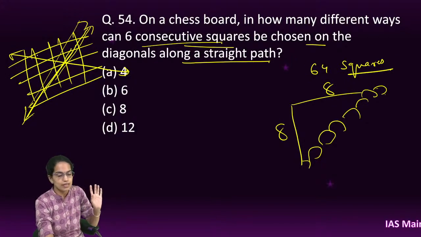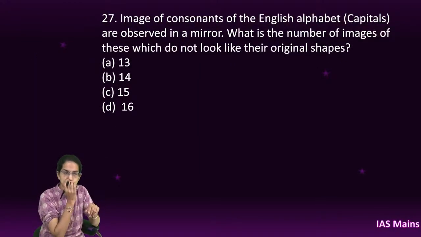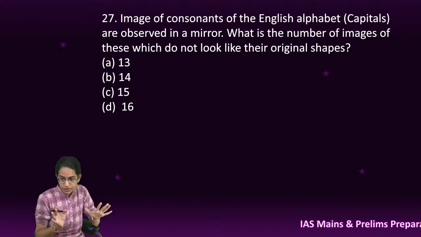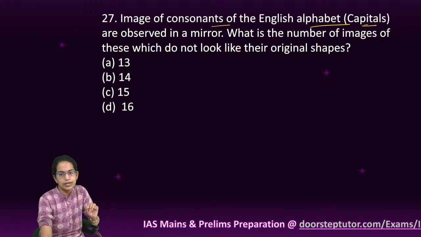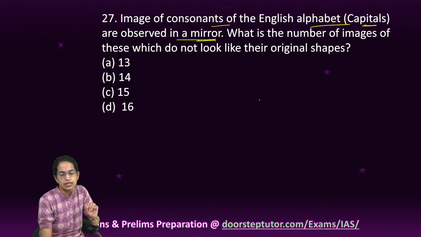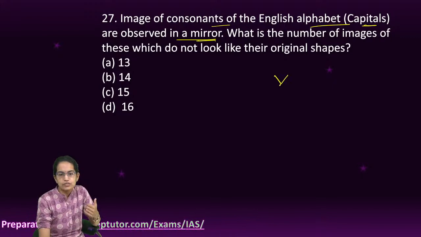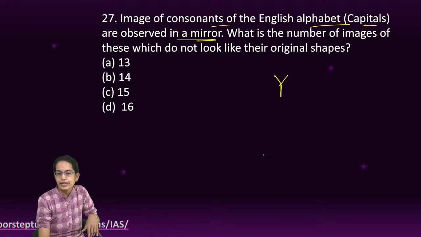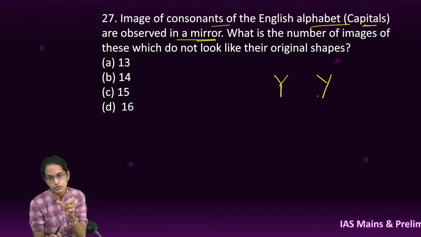Another common mistake. The next question where we saw common mistakes was, now this is a little absurd question because it asks about the images of the consonant of English alphabet, capitals as observed in mirror. Now, as I mentioned in the class as well, I can have various ways of writing Y. I can write capital Y as this and capital Y as this. No, there is no one standard way in which we actually depict Y.